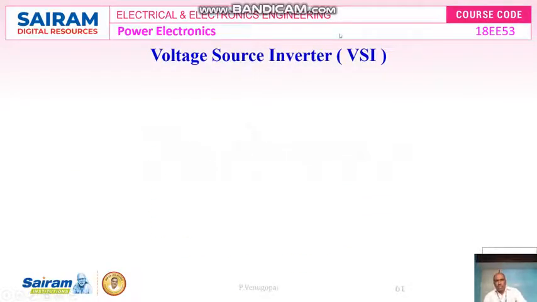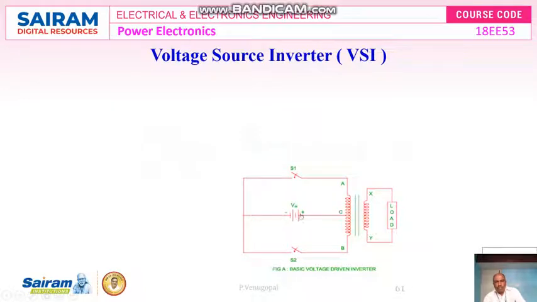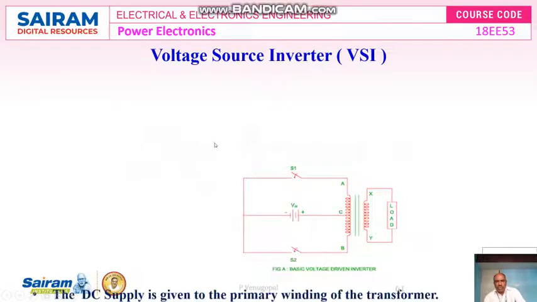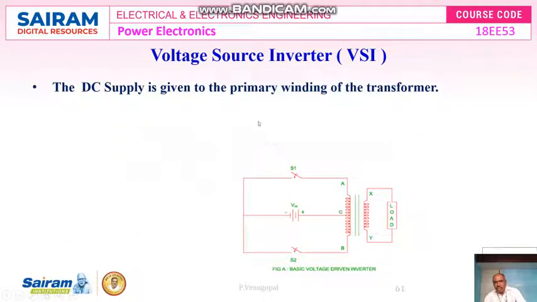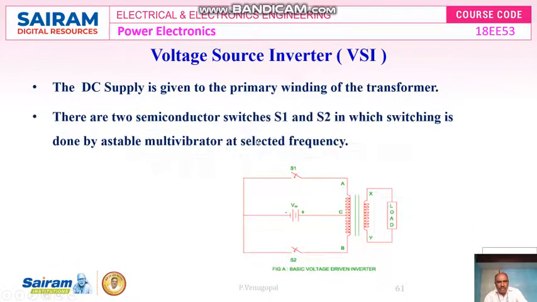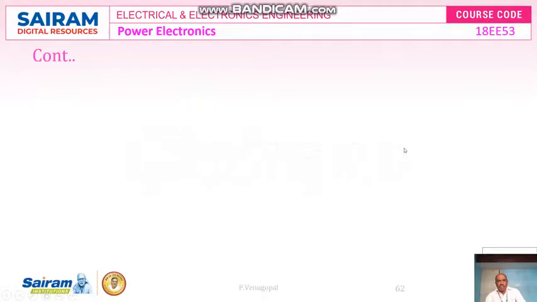Our next topic is the voltage source inverter. So in this inverter, you are observing two switches, S1 and S2, and the DC supply is given to the primary winding of the transformer. The two switches S1 and S2 are switching, where switching is done by an astable multivibrator at a selected frequency. An astable multivibrator is also called a free running multivibrator, which converts sinusoidal to non-sinusoidal waveforms.